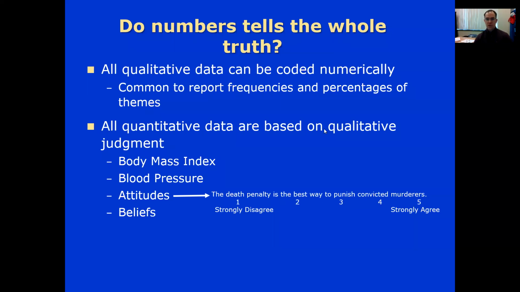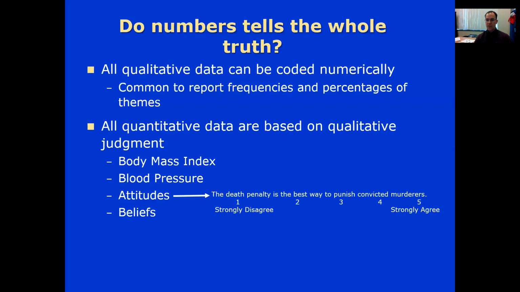So for example, when we're talking about qualitative data, all qualitative data can be coded numerically. And it's common to report frequencies and percentages of these themes. So as we talked about previously, when you collect qualitative data, you might develop themes, things that come up frequently, and then you code them, give them a number, 1, 2, 3, and then through a set of statistical analyses that we won't cover in this course, you're able to then determine the outcome or what it means.